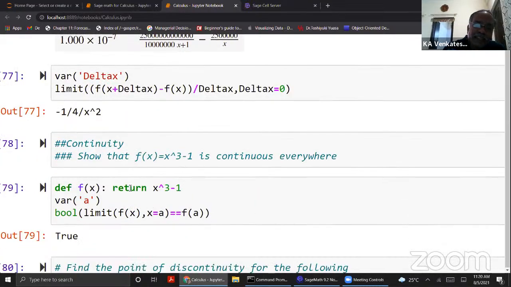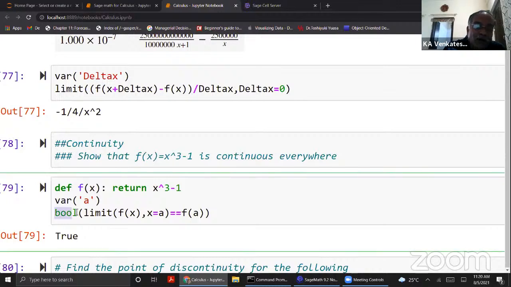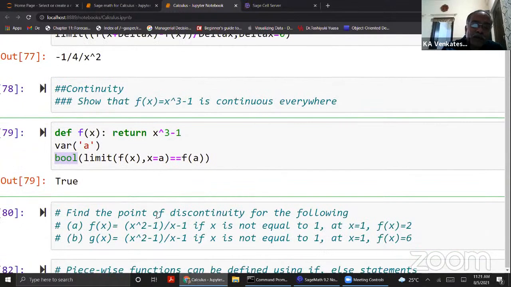So what I'm defining is the function x cube minus 1. We take an arbitrary value, variable a, limit f of x as x tends to a, and f of a. What is the assumption? Every polynomial is continuous, known to us. Therefore, it's a polynomial, so it is continuous on the entire real line. It is true. When I said Boolean, this is a function I'm talking about for the first time: Boolean of limit f of x, x comma a. What is that? The limit as x tends to a of f of x. Is it equal to f of a? Double equal to sign. So comparing this, if it is true, therefore it is continuous. This is one way of talking about this.